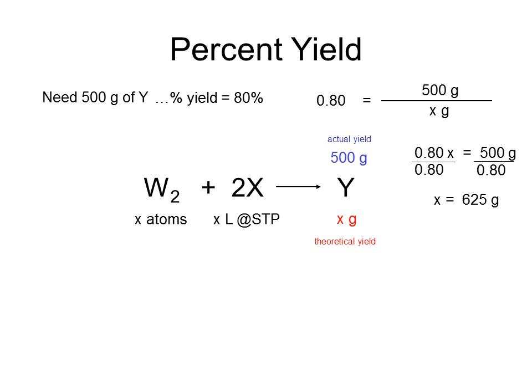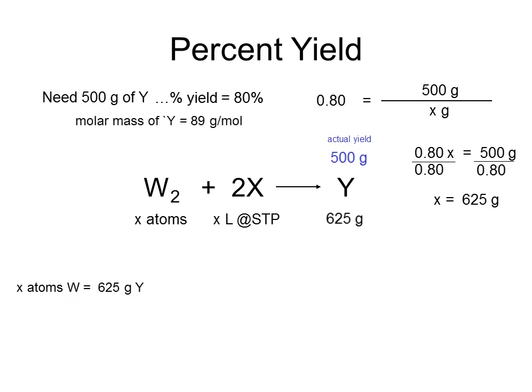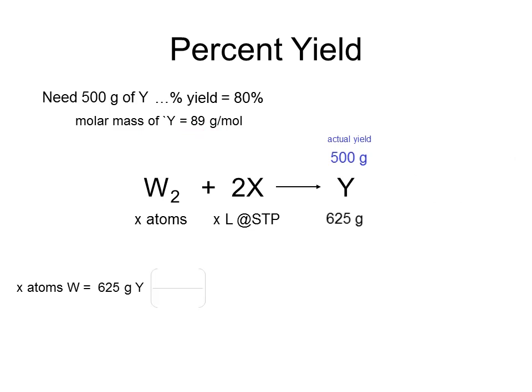So at this point, it becomes a regular stoichiometry problem. I'm just going to set it up as we've done many times before. What we're looking for is how many atoms of W are equal to 625 grams of Y. Because I have grams of Y, I must convert that into moles, and I'm going to pretend that's the element yttrium, so Y would have a molar mass of 89 grams per mole. I will put that in down here for my conversion. 89 grams of Y is 1 mole of Y. Notice that my grams of Y up here and down here cancel, leaving me with moles of Y.